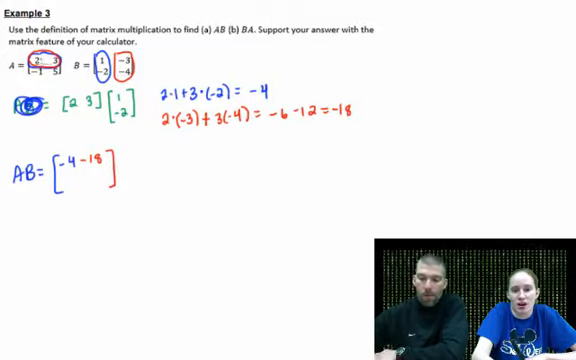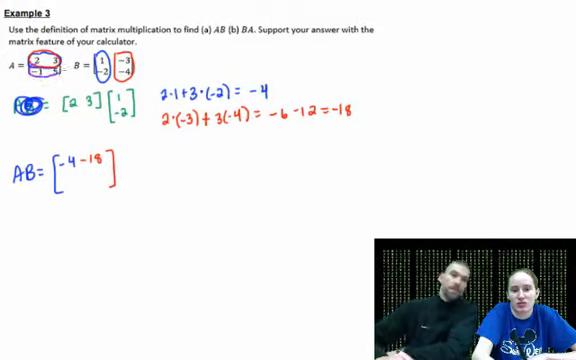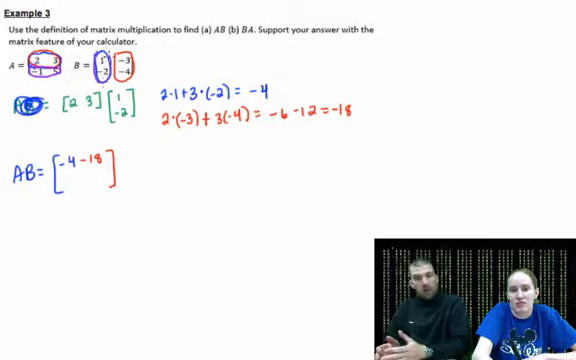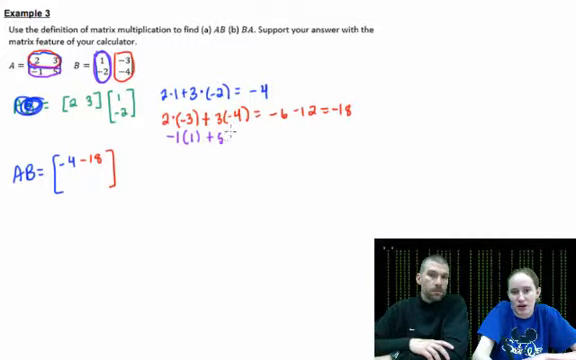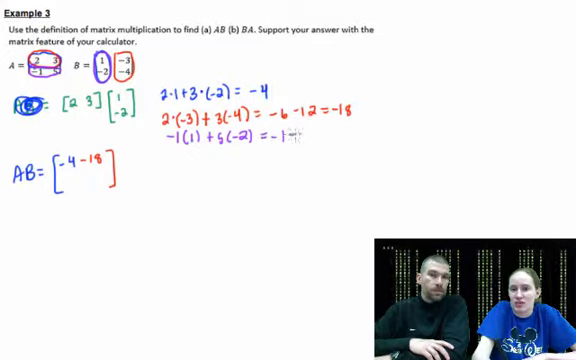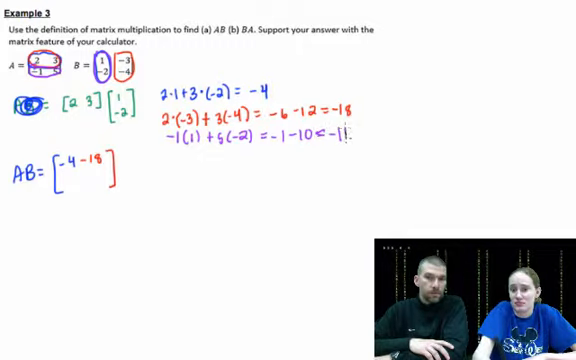New color. All right, now we're going to do the second row, first column. So you're going to do negative 1 times 1 plus 5 times negative 2. So negative 1 minus 10, negative 11.